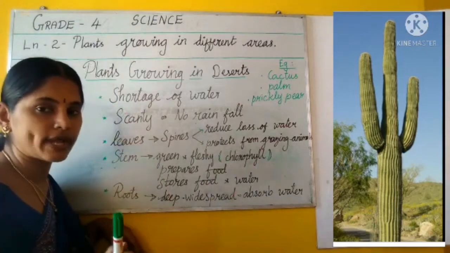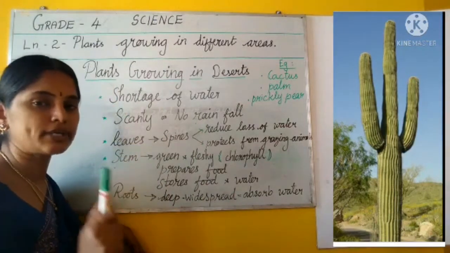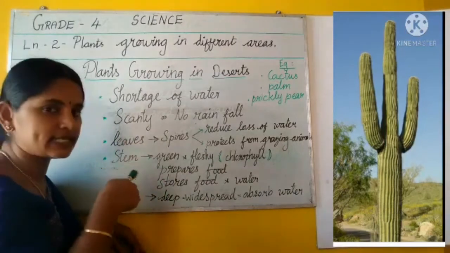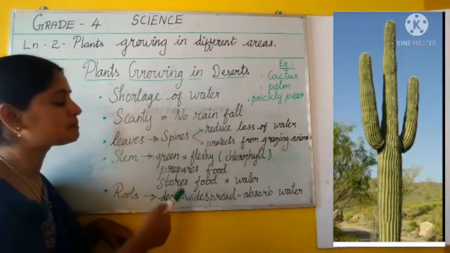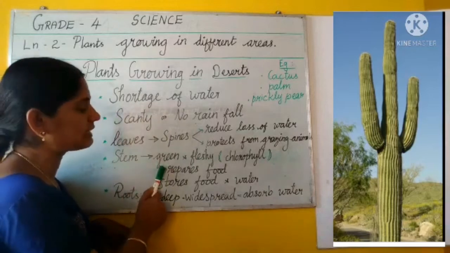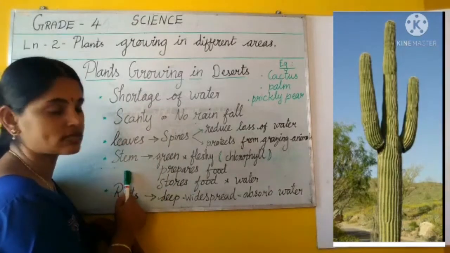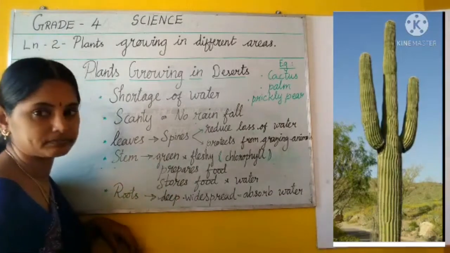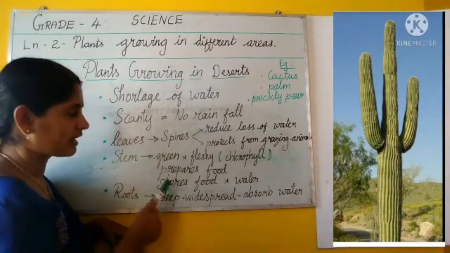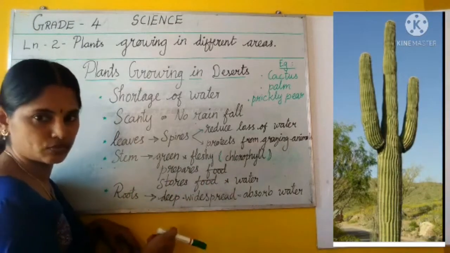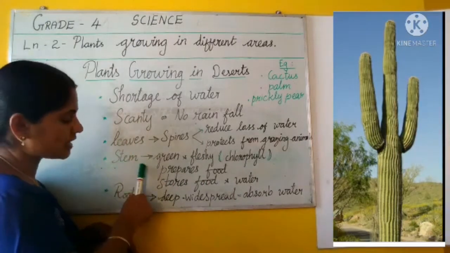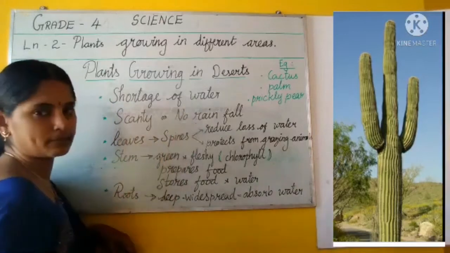We know already that plants look green because of the presence of chlorophyll in leaves. But here in desert plants, chlorophyll is present in the stem. That's why the stem looks green and fleshy. Clear, children? So it prepares food. Wherever the chlorophyll is present, it prepares food, isn't it? So instead of leaves, the stem prepares food in desert plants.